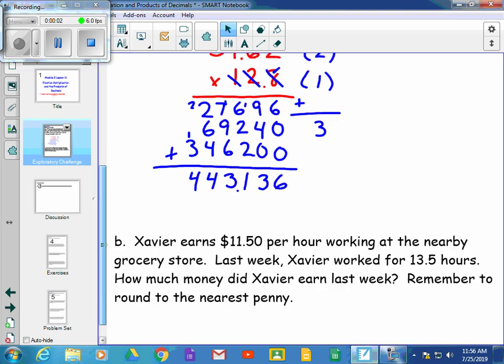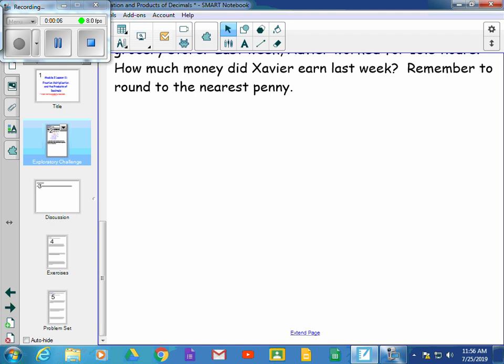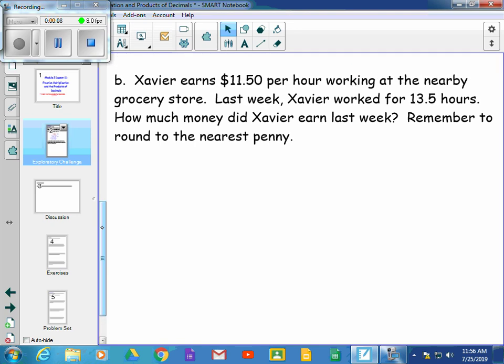Now I'm going to scroll down here and do question B of the exploratory challenge. This one's a word problem. Xavier earns $11.50 per hour working at the nearby grocery store. Last week, Xavier worked for 13.5 hours. How much money did Xavier earn last week? I'm going to round to the nearest penny.